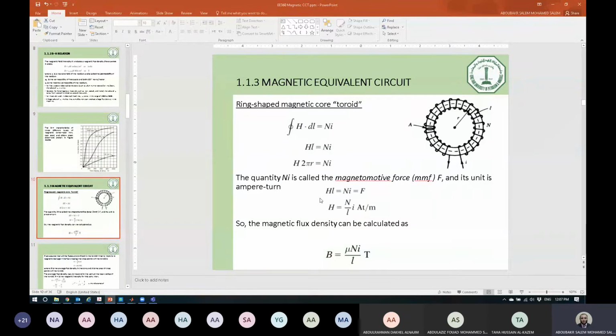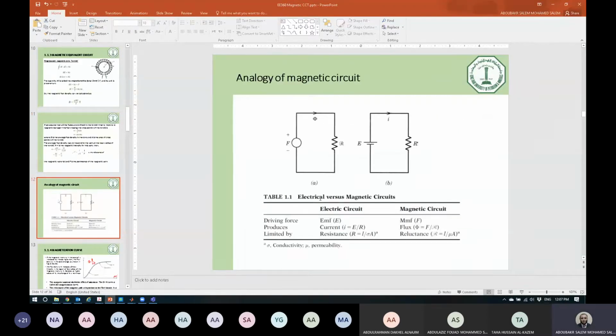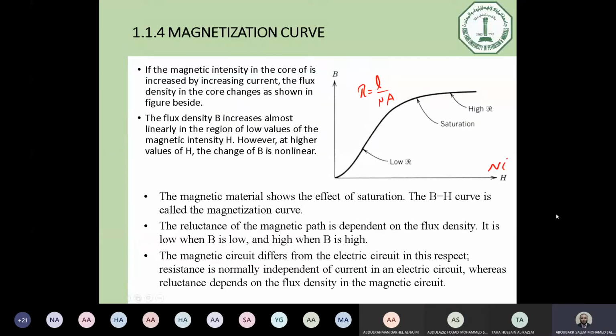And we defined the relation of Ampere's law for the toroid core, and made an analogy between electrical and magnetic circuit. And we stopped at this point, or we discussed the last point, which was the BH curve of the magnetic material. I would like just to refer to the last thing here before moving to another discussion.